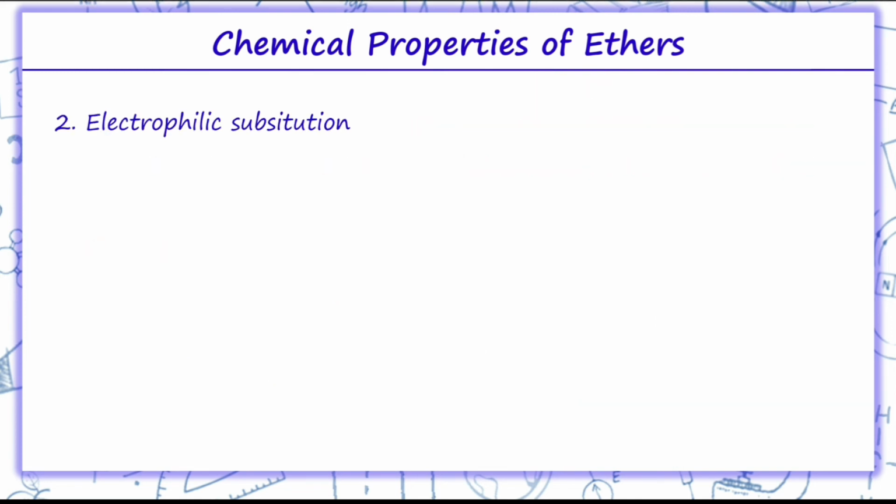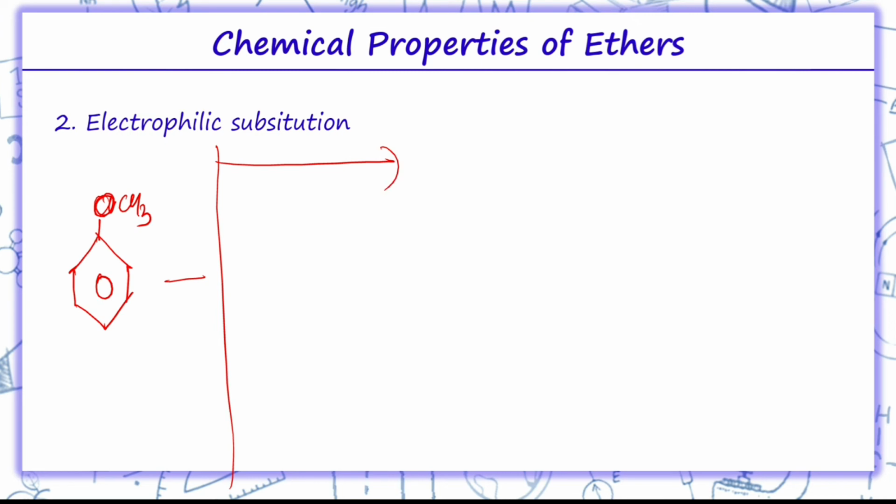Coming on to the next chemical property, which is electrophilic substitution. Now as we have over here, this is anisole. The halogenation reaction will take place over here. When we are performing the halogenation reaction, we are taking bromine in ethanoic acid. Thus on halogenation, because the OCH3 group is ortho and para directing, ortho-bromoanisole and para-bromoanisole will be formed over here.